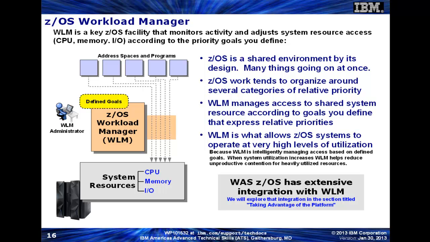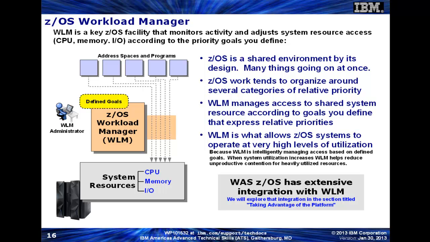WLM's objective is to manage system resources to meet all the defined goals. In some cases, this may mean pushing lower priority work aside temporarily so higher priority work can achieve its goals. Absent a facility like WLM, the tendency is to plan capacity to peak and live with underutilization the rest of the time. With WLM, there's the ability to plan capacity with a higher level of average utilization.